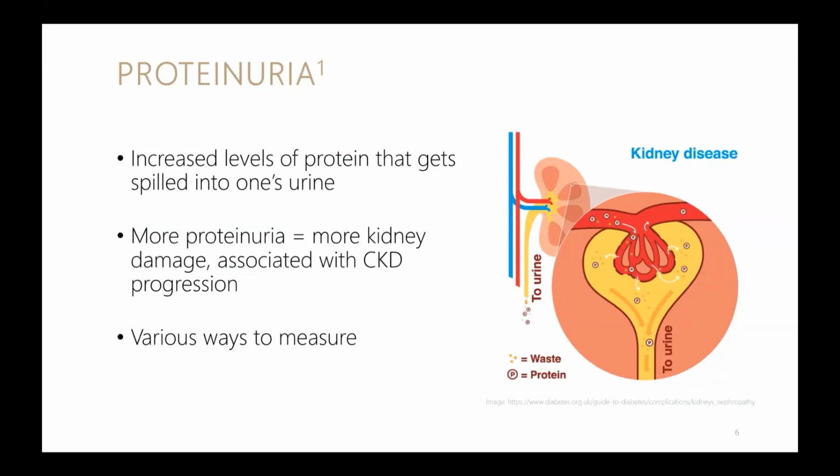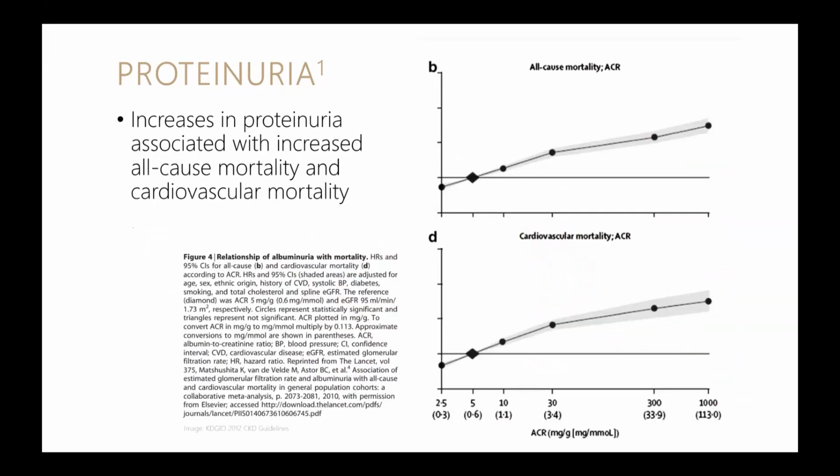There are a few ways to measure this protein spill. The term proteinuria refers to a measure of all types of proteins that can spill into the urine, and albuminuria specifically refers to the albumin protein in the urine.